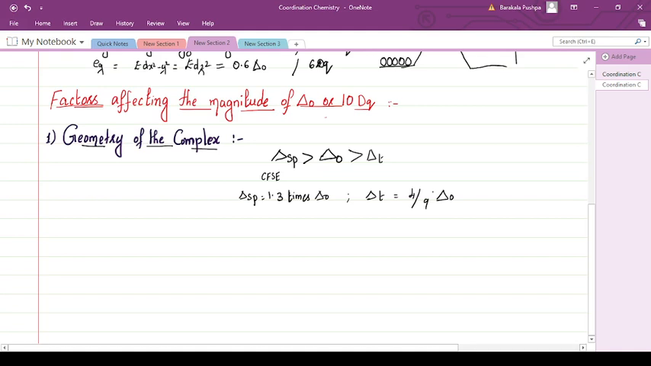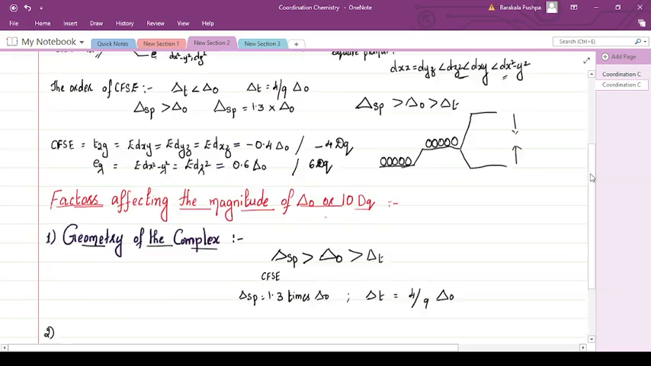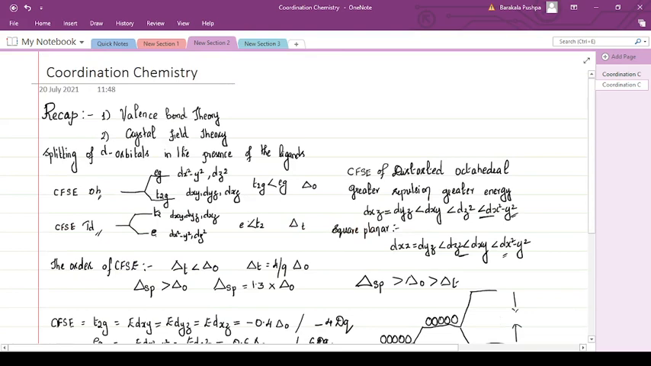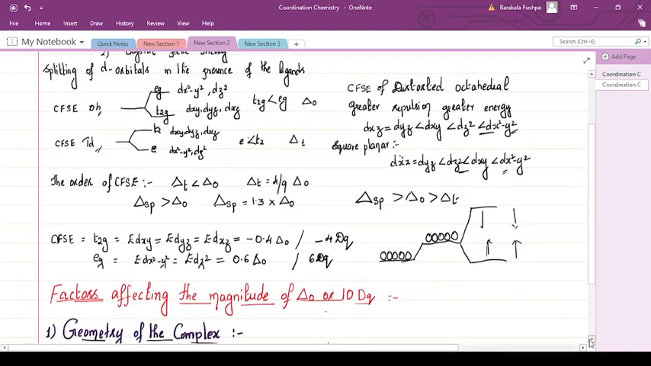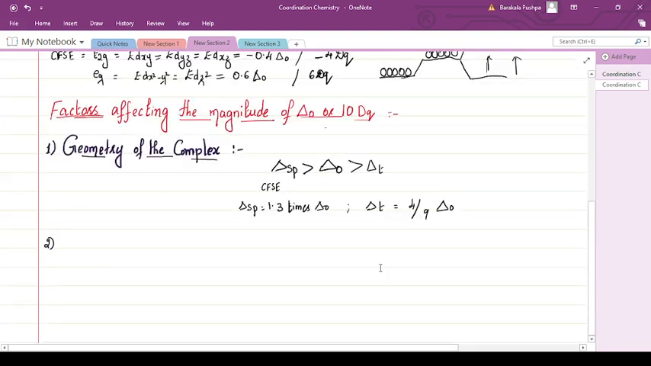Okay. Then the next one is the oxidation state of the central metal ion. The next factor which is affecting the magnitude of splitting. This is the magnitude of splitting. These are the splitting factors only that we are now discussing. The first one is the geometry of the complexes, and the second one is the oxidation state of the central metal ion.